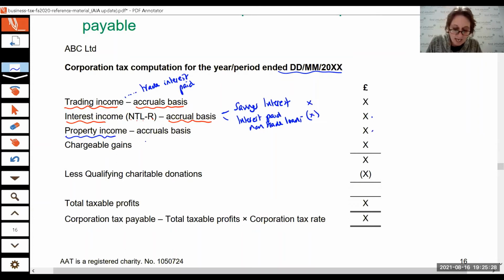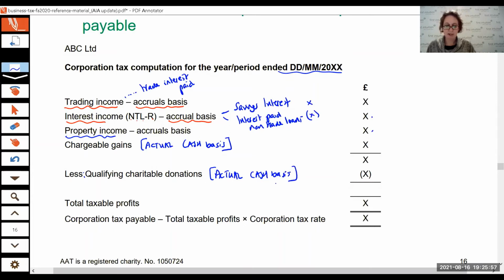And then chargeable gains, they don't say accruals basis because they are an actual cash basis. So anything that doesn't say accruals is telling you it's actual, it's cash. When did you get the gain? That's the period it lives in. Knock off qualifying charitable donations, they'd be given in the assessment. We include them based on the actual period the cash was paid. It doesn't say accruals, so then it's actual.